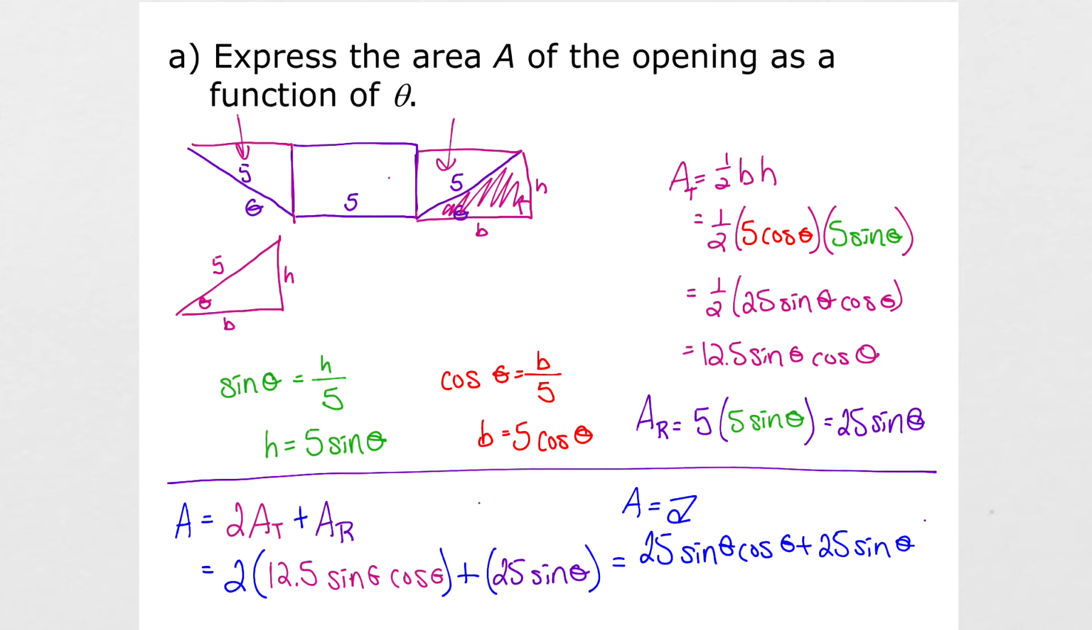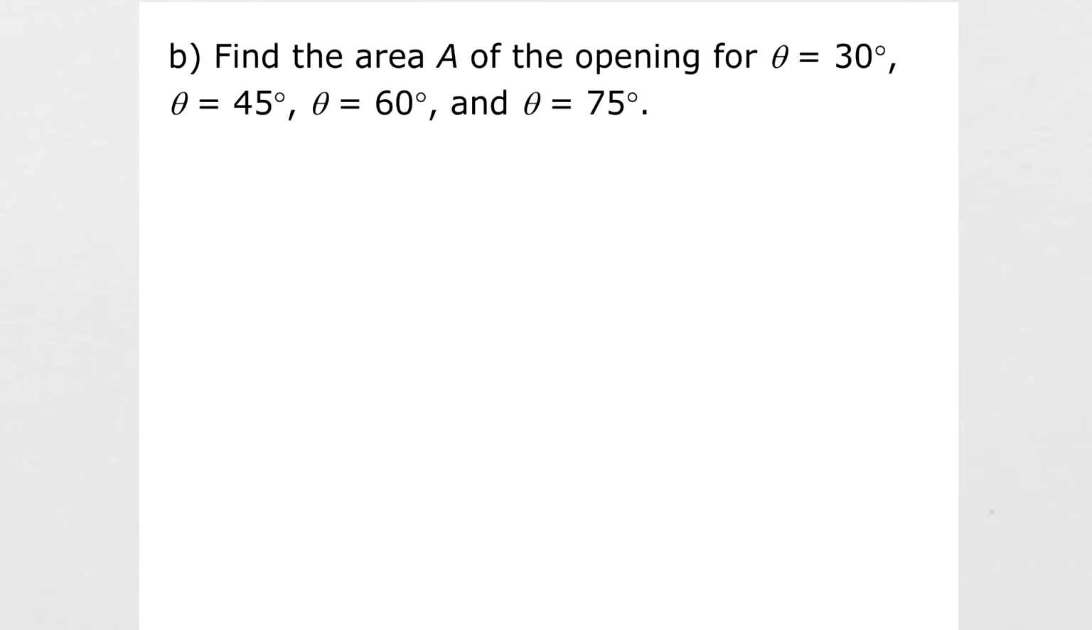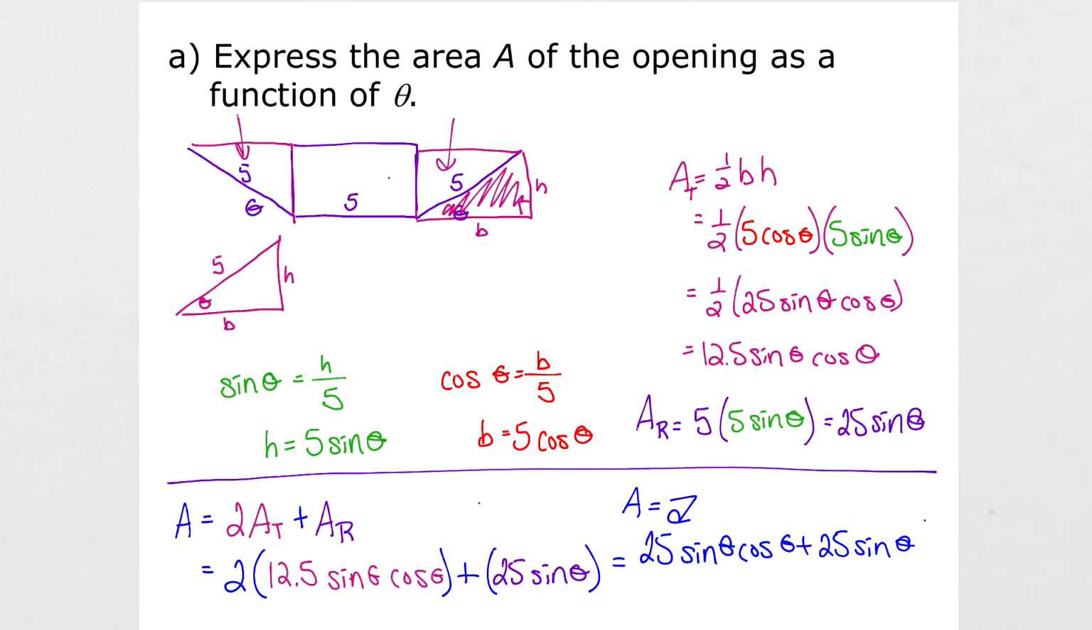Now, the next step asks us to find the area of the opening for 30 degrees, 45 degrees, 60 degrees, 70, and 75 degrees. So I'm just going to go back over here and grab my area.